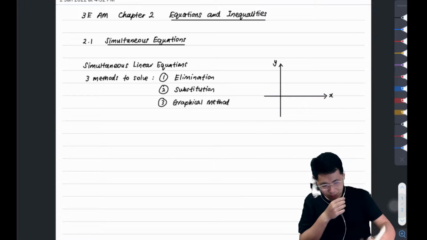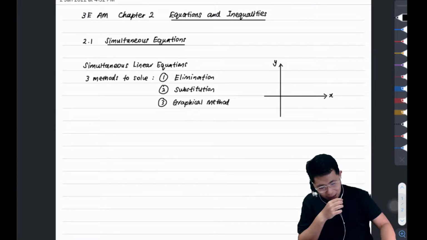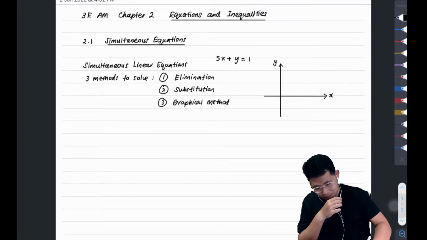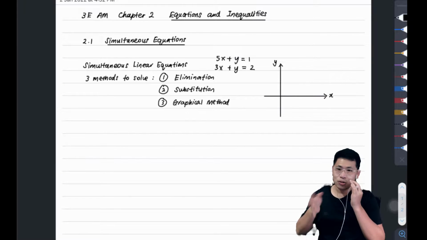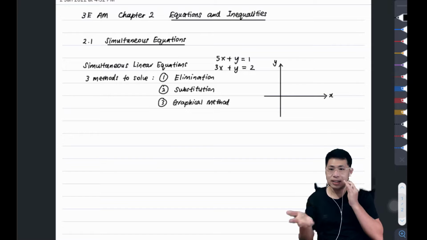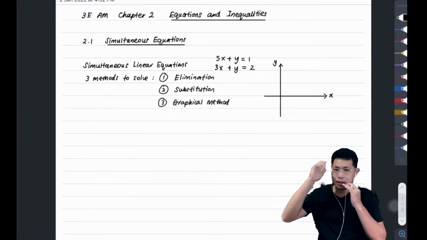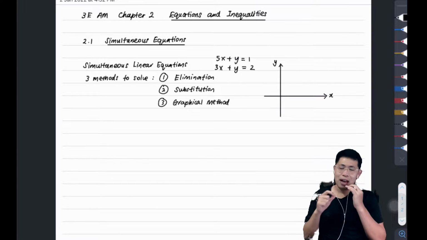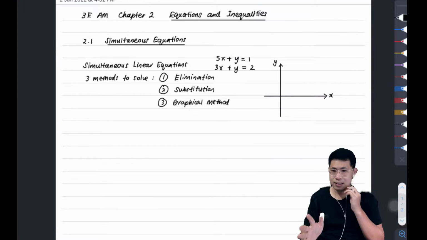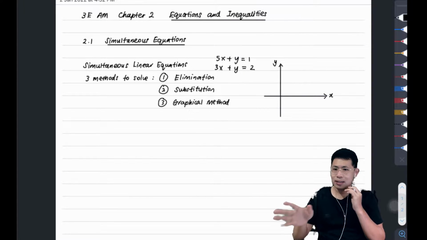Okay, for example, you have something like 5x plus y equals 1, 3x plus y equals 2. So what is going on? This is a pair of linear equations happening simultaneously, right? The variables x and y both have power 1. So this is the first thing that we did last year, and we had 3 methods to solve them.